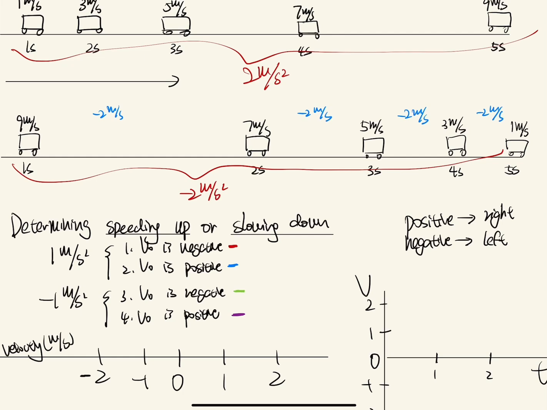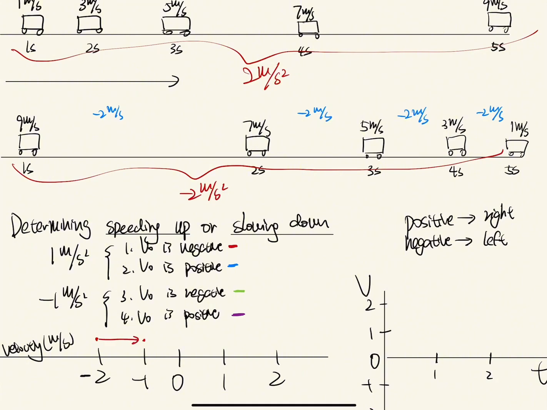So the initial velocity is negative, so it's in this part over here. Let's say it's negative 2 meters per second at first, at 1 second. And we know the acceleration is positive, so the change in velocity is positive. The final velocity must be larger than the initial velocity. So after 1 second, the velocity will be negative 1 meter per second.